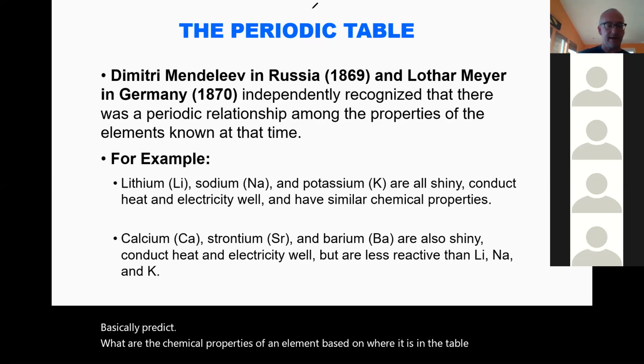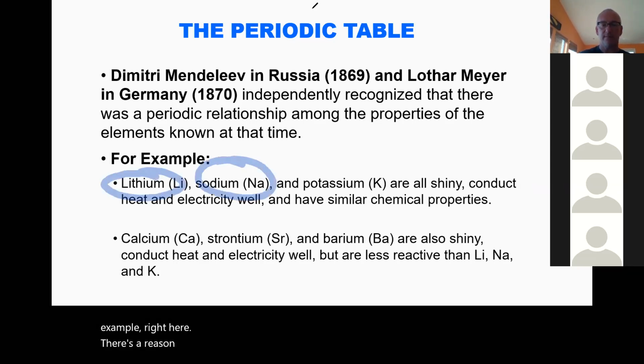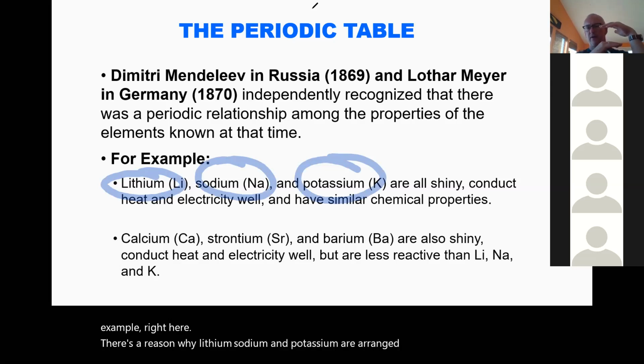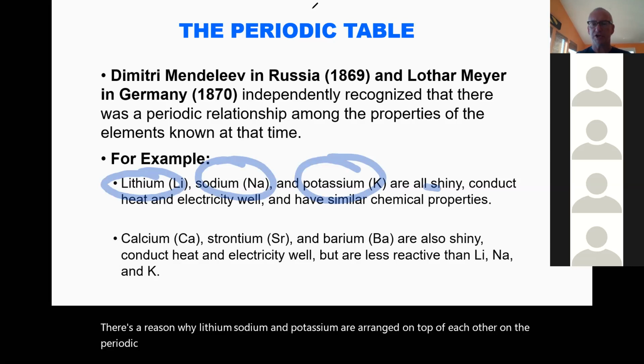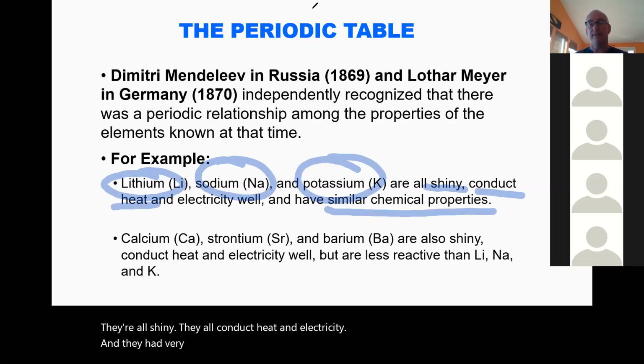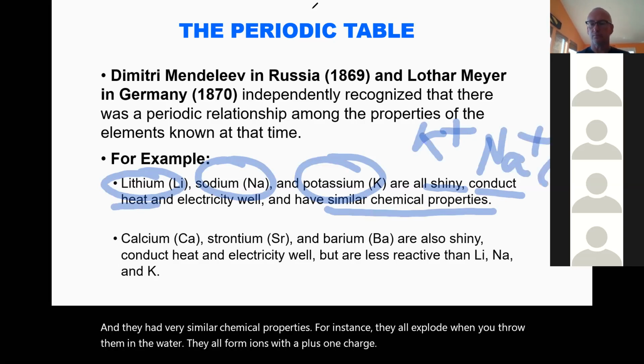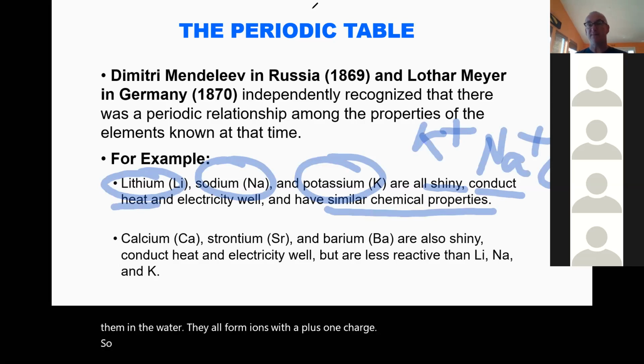So, for example, right here, there's a reason why lithium, sodium, and potassium are arranged on top of each other on the periodic table. They're all shiny, they all conduct heat and electricity, and they have very similar chemical properties. For instance, they all explode when you throw them in the water. They all form ions with a +1 charge. So they're very, very similar elements.